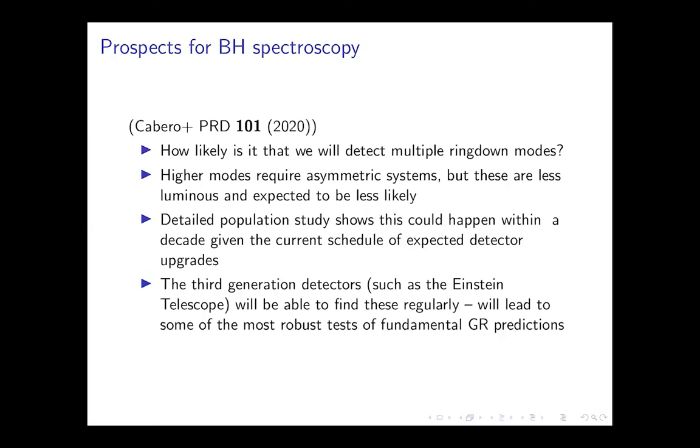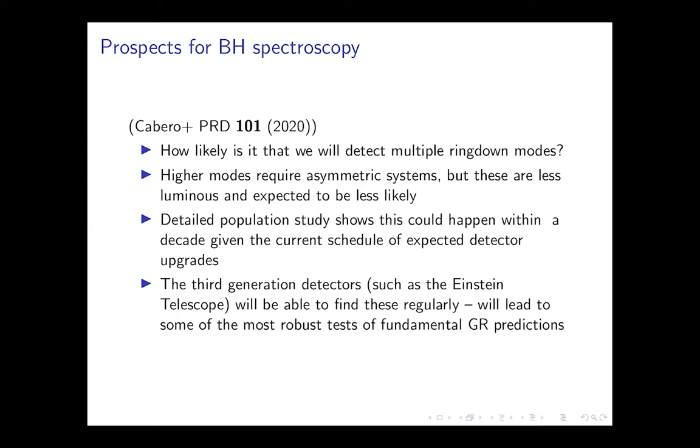So there's a recent study we did on how likely it is that we will detect multiple ring down modes. From the previous analysis I mentioned, so far things were consistent with just the dominant quasi-normal mode. And in this analysis, we ignore the higher overtones. I'll come back to that in detail later. But for this population study, we ignore the higher overtones.